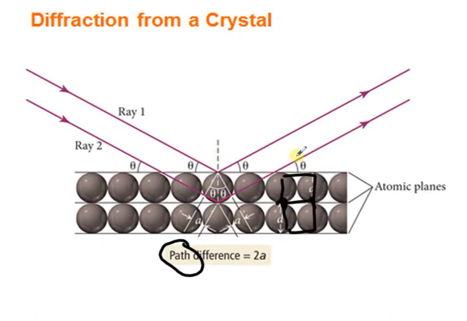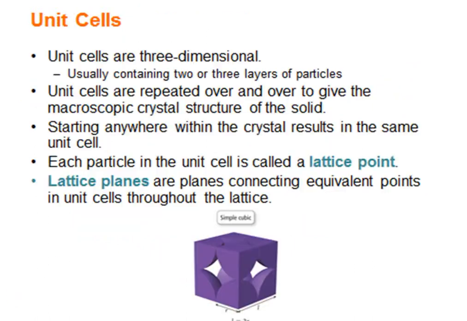So we will be talking about a formula that relates the difference in the path, the angle of refraction of these rays, to the distance between the atoms and so on. The important thing here to realize is that there is going to be a way of talking about what we define as the unit cell. These unit cells have different characteristics. One is that they are three-dimensional. That means that they are going to be in space, as we can see here.